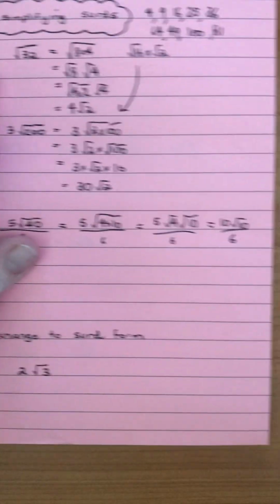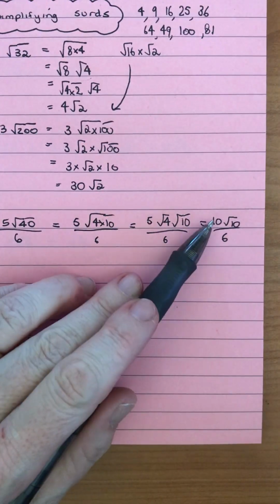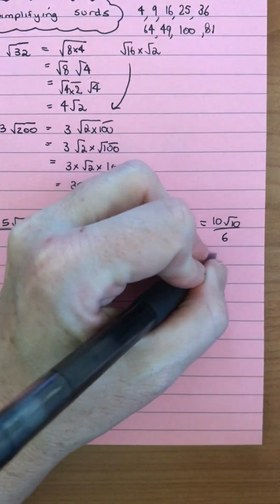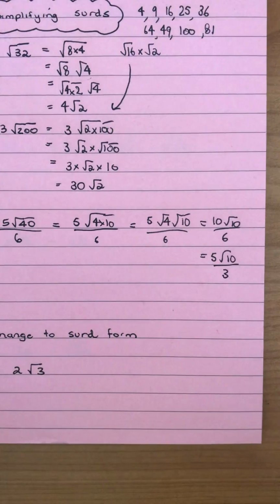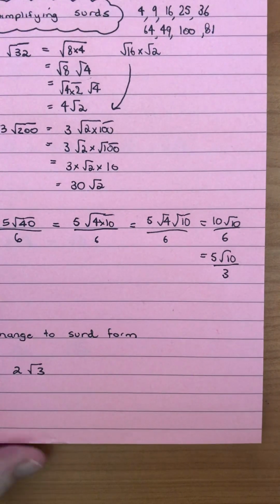Then I need to look at that and go, my 10 and my 6, I can divide both of them by 3. So I get 5 root 10 on 3 as my answer.